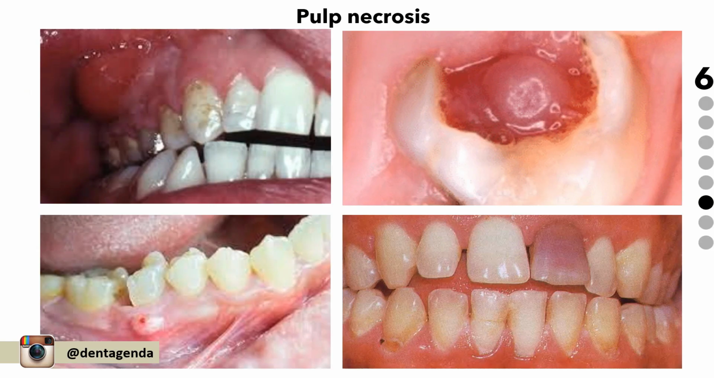Pulp necrosis can present in many clinical ways, like localized or diffused swellings, bulb polyp, fistula related to the tooth, and tooth discoloration. All of these mean that the pulp is necrotic. Find more about these cases at DENTAGENDA on Instagram.